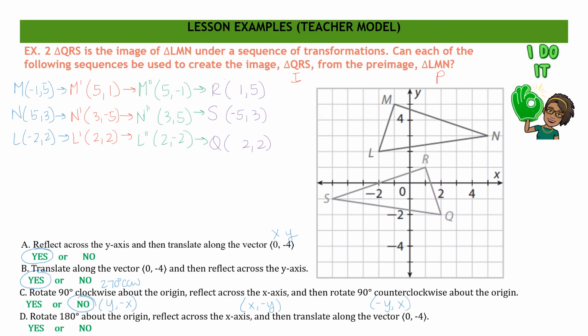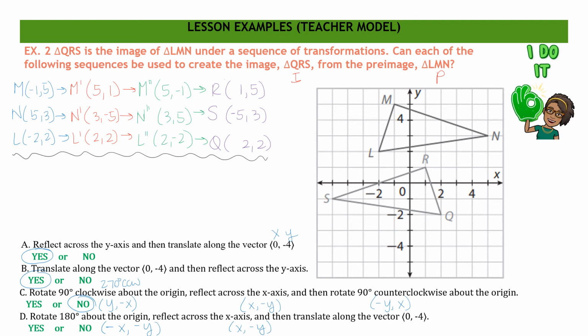Okay, so the last one says here that we are rotating 180 degrees about the origin, reflecting across the x-axis, and then translating with a vector of 0, 4. So if we remember our rules, rotating around the origin 180 degrees just makes both of my coordinate points opposite. And again, reflecting across the x-axis, my x stays the same and my y becomes opposite, and then the vector already tells us what to do. So we can use the space below for our last sequence.